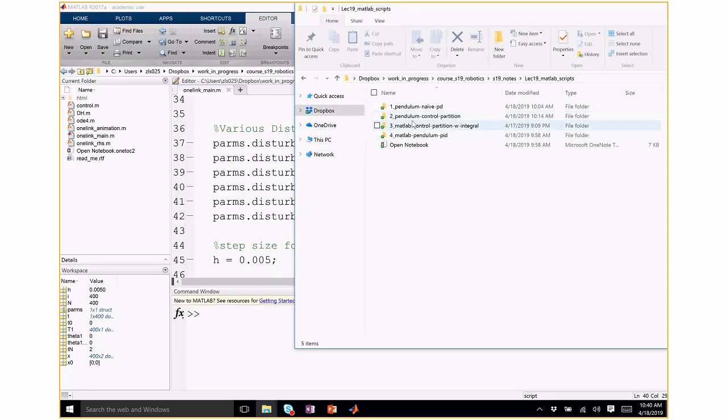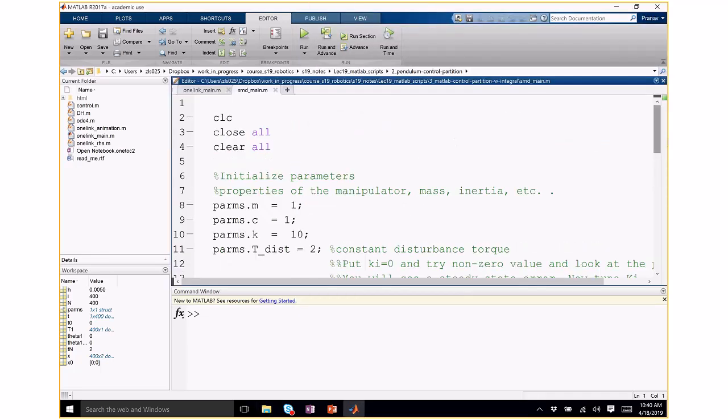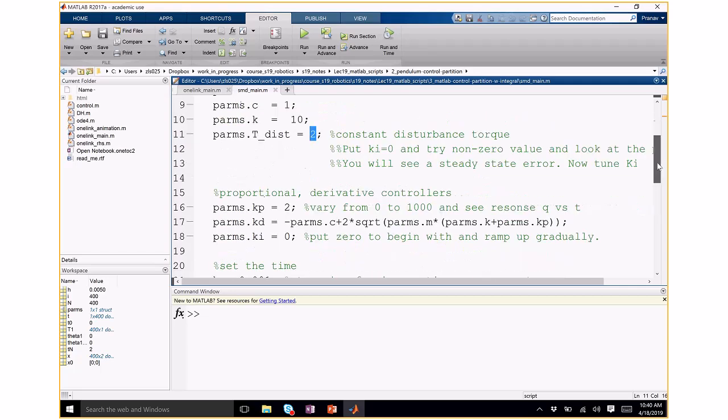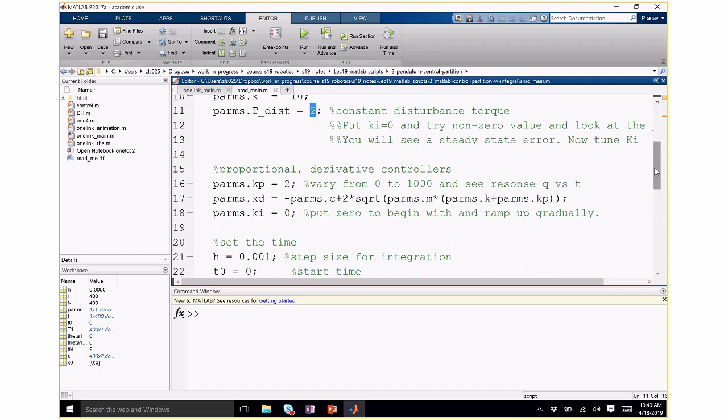Oh, this is first. Let's go through this. The main file. Okay, so this is a very hypothetical example. Spring mass damper, mass 1, damping 1, k equals 10, and a constant disturbance of 2. What I did here was kp, kd is basically determined from the control partitioning.